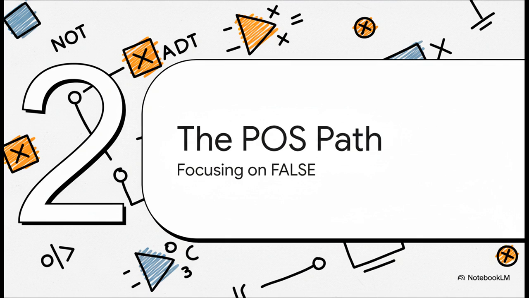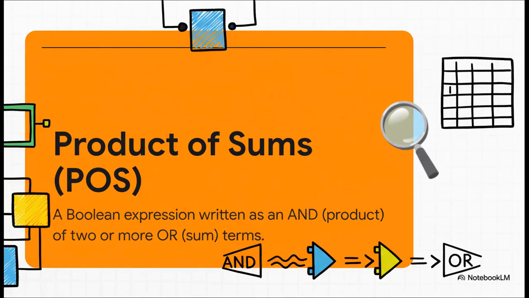This is the product of sums approach. And as you can probably guess, product of sums is basically the mirror image of what we just did. Product means AND, and sum means OR. So a POS expression is just a set of OR terms that are all ANDed together. The logic here is totally different. The output is true only if this condition is met, and this condition is met, and so on.